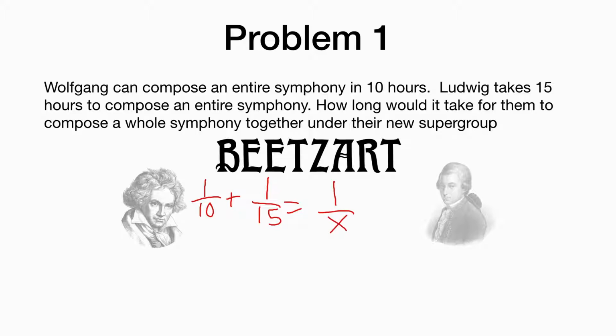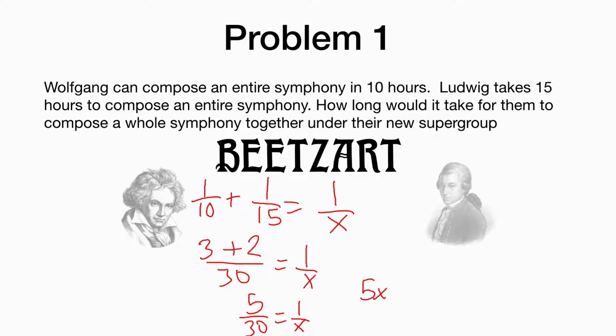So in this case, let's see. The least common denominator between 10 and 15 is 30. So it's 1 over 30. For this first part, I'd have to multiply it by 3. So that would be 3 plus 2 over 30. That's going to equal still 1 over x, meaning 5 over 30 is 1 over x. So if I cross multiply, I get 5x equals 30. And when I divide by 5, x equals 6. 6 hours. Rock!